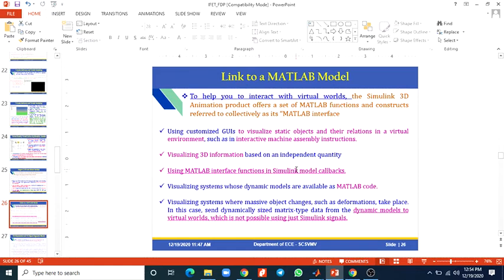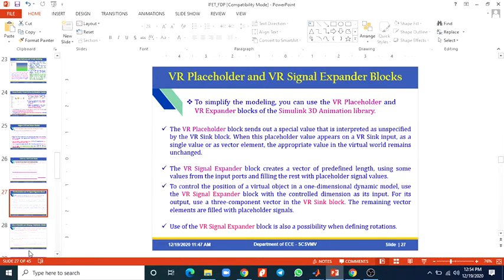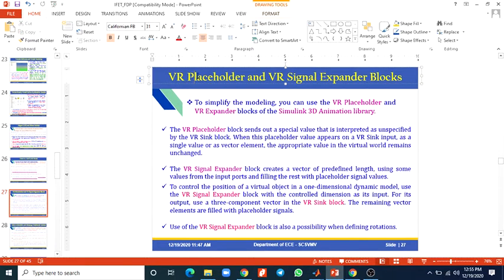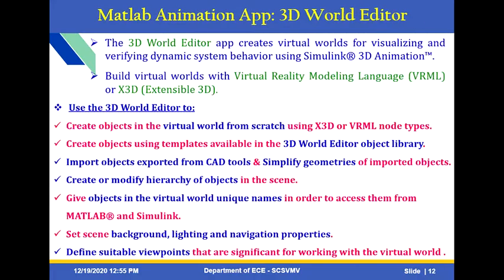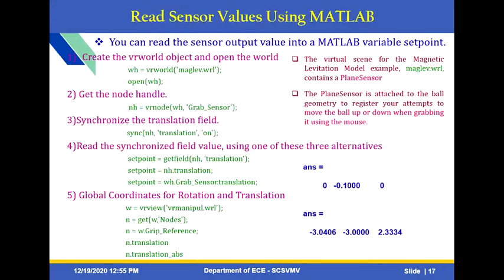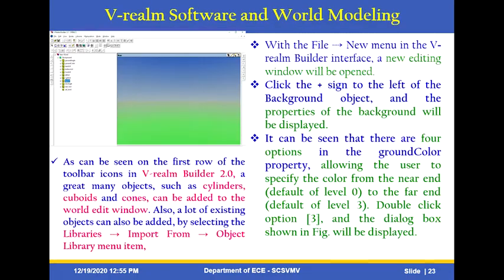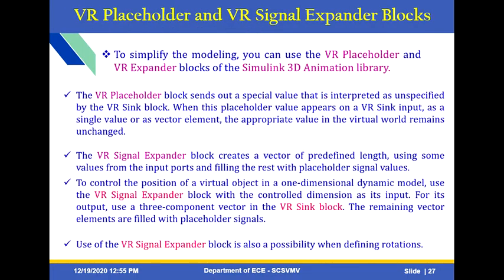Also, we can get data from the dynamic models into virtual worlds, which is not possible using just Simulink signals. Next, here are some more important blocks in the Simulink 3D Animation toolbox: the VR Placeholder and VR Signal Expander blocks to simplify the model. To simplify the modeling, you can use the VR Placeholder and VR Signal Expander blocks of the Simulink 3D Animation library.